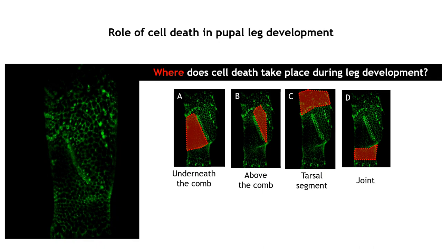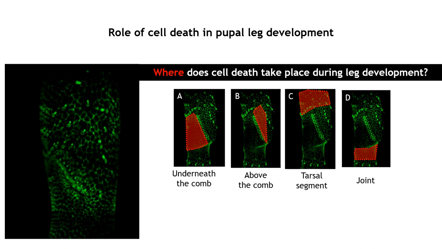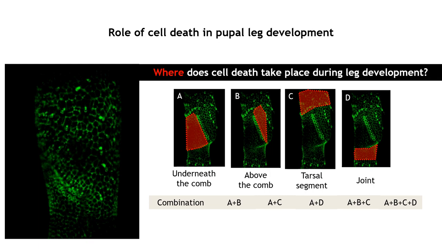So underneath the comb, above the comb, in the tarsal segment, or it happens in the joint. Or maybe you think, Nicholas, it could be a combination. So for your in-class assignment, where do you think that the cell death takes place?